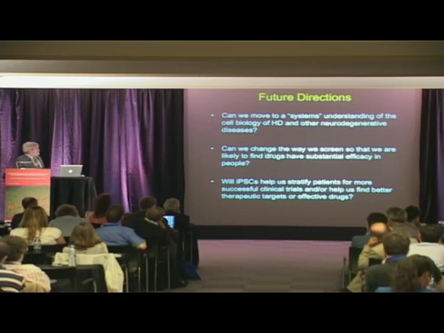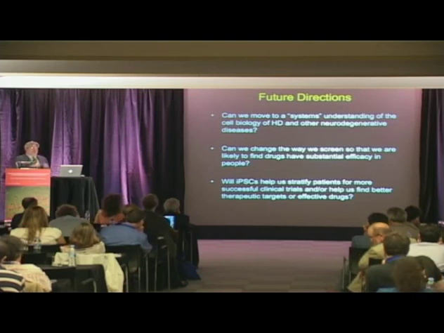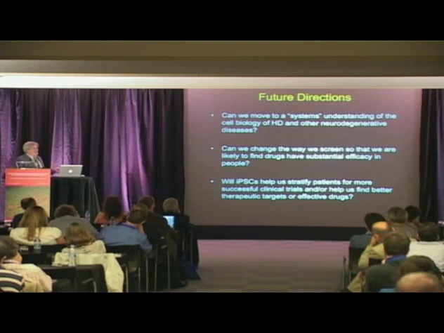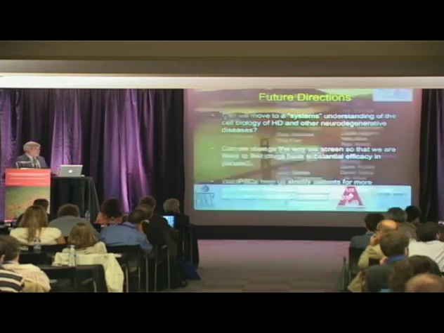Also, can we change the way we screen? Can we maybe use this more systems approach as a definition of disease so that we can find molecules that don't just fix one thing, but really fix the disease in a more global way? And I think it's too early to say, but I'm really interested in the idea that these induced pluripotent stem cells maybe will lead us to drugs that are more effective in clinical trials.